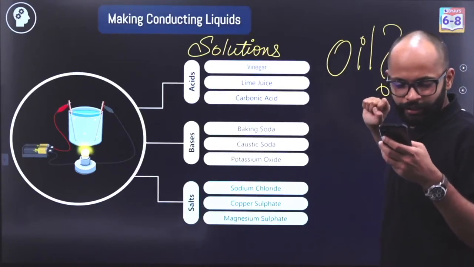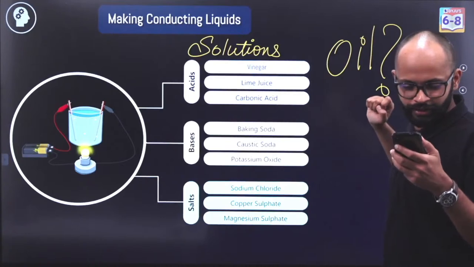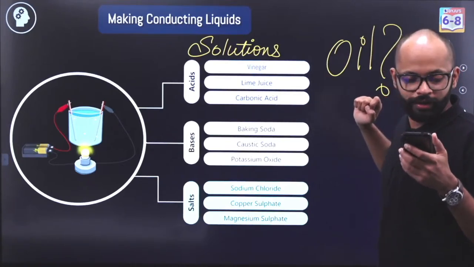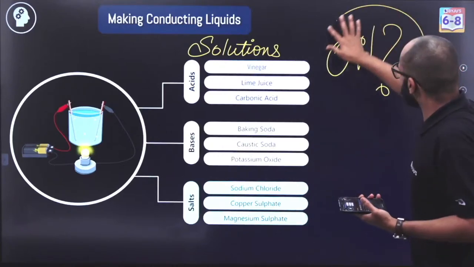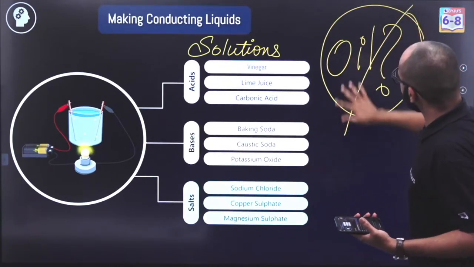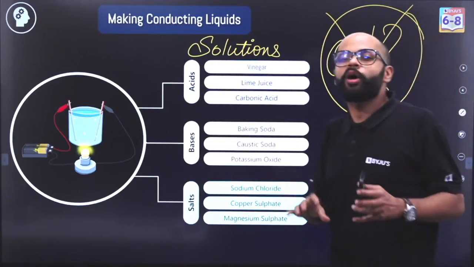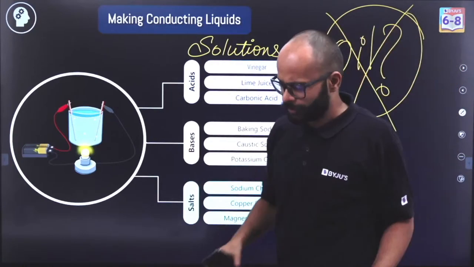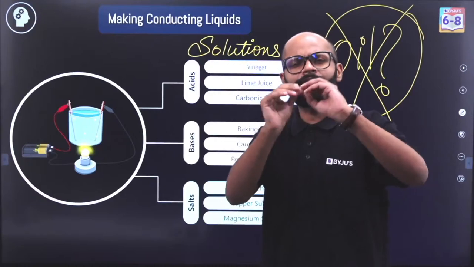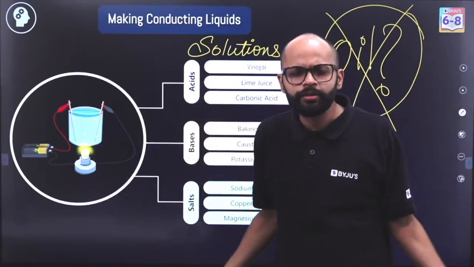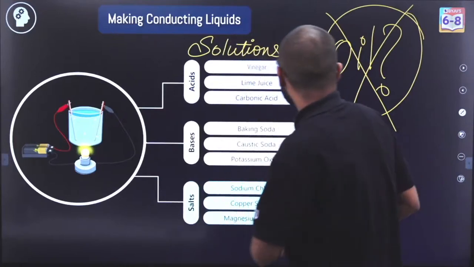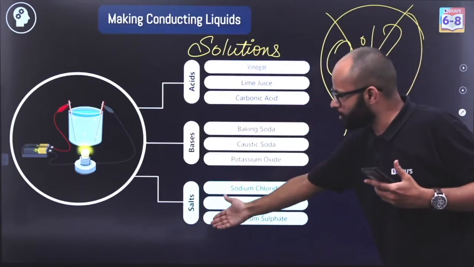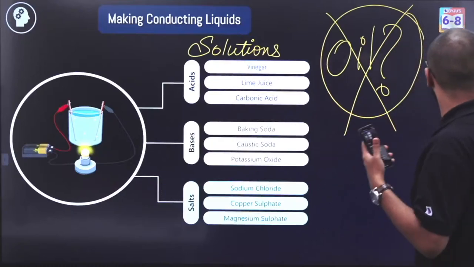Haan, now I can see all the correct answers. No. Oil will not do. Bhai, oil kya hai? Sir, oil is an organic solvent. Oil ke andar, you can say, free ions nahi hote. They will not conduct electricity. That's it. So that's why, in mein se kisi ka bhi solution bana do, you will get a conducting liquid.